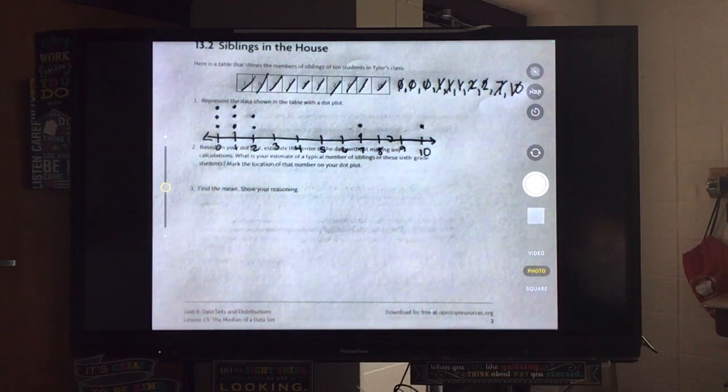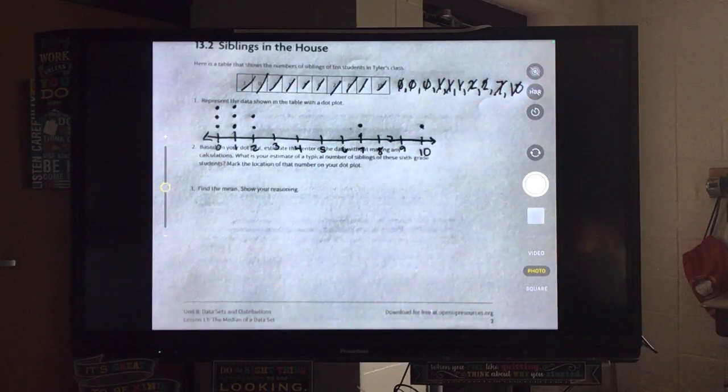Alright, let's get through this lesson now. Based on your dot plot, estimate the center of the data without making any calculations. What is your estimate of a typical number of siblings of these 6th grade students? Mark the location of the number on your dot plot. So where do we think our median is? Like the middle. Remember, the median is the middle. So where do you think the middle of our data is based off of where our dots are located? You think 1? Okay. Does anybody else think something different? I think 2.